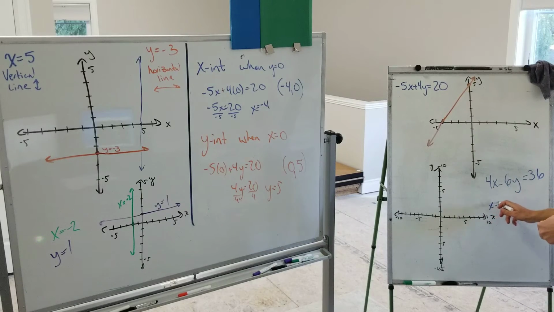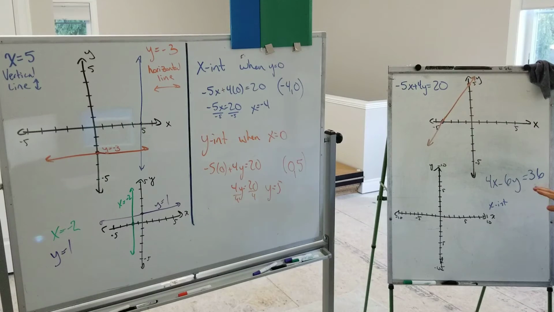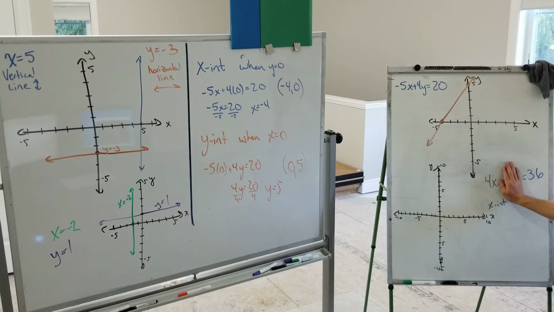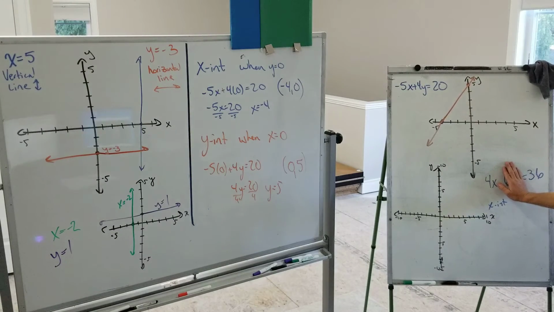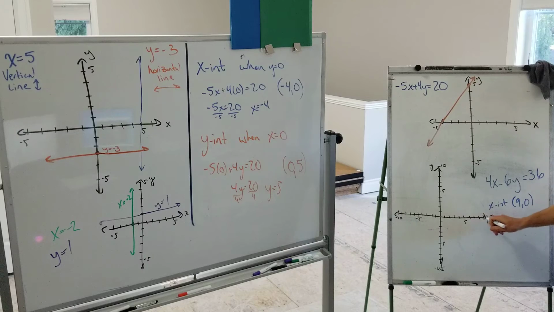So the x-intercept is when y is 0. So what I'm going to do is just cover up the y part. I'm going to say 4x equals 36. How would I solve that? I would just divide by 4, and 36 divided by 4 is 9. So it's going to be 9 comma 0 is my x-intercept. So 9 comma 0. Whoa, sorry, that's 9. 9 comma 0 right there. 5, 6, 7, 8, 9.